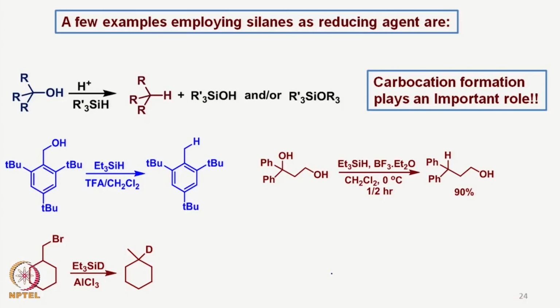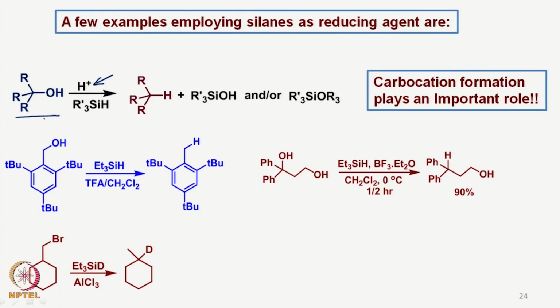A few examples that are shown here where silanes can be used as reducing agents: one starts with a tertiary alcohol, and in the presence of H plus, we can carry out reactions of different types of silanes very easily in the presence of acid. They are not affected because the silicon hydrogen bond is not ionic, it is covalent, and therefore it is easy to carry out the reaction under protic conditions.